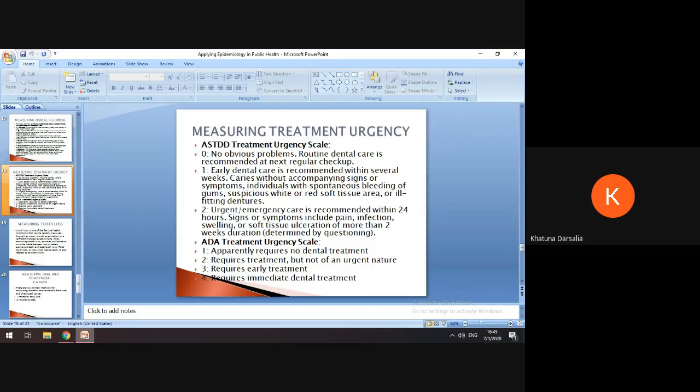And the American Dental Association treatment urgency scale categorizes dental treatment as: requires treatment but not of an urgent nature, requires early treatment, and requires immediate dental treatment.